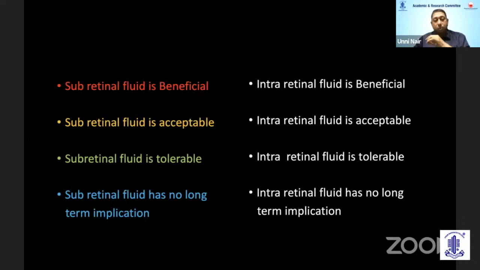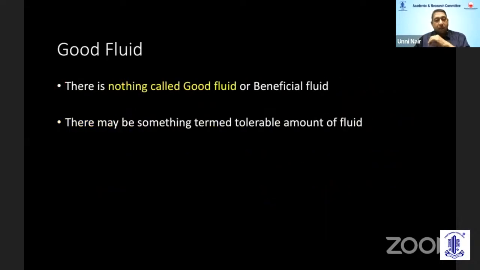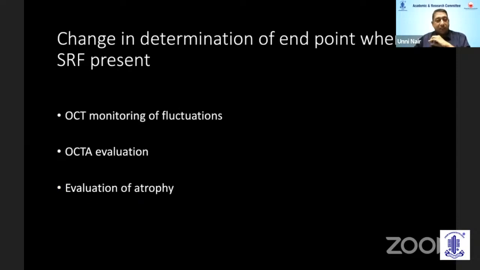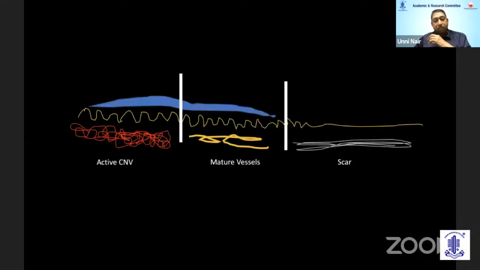The key is whether you can tolerate subretinal fluid. There is nothing called good fluid or beneficial fluid. That's the point about subretinal fluid. There is only something called a tolerable amount of fluid. So when you have subretinal fluid, you have to define a new endpoint of treatment of anti-VEGF. And the endpoint can be based on the OCT fluctuations of fluid, can be based on OCTA, or it can be based on the atrophy increasing or decreasing.